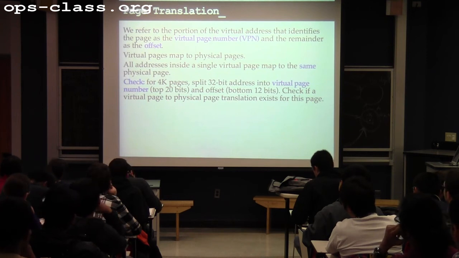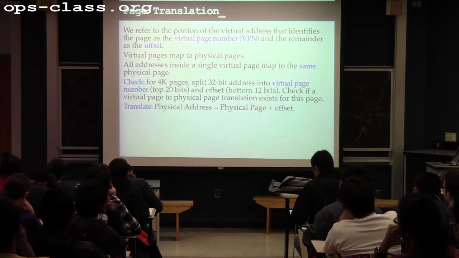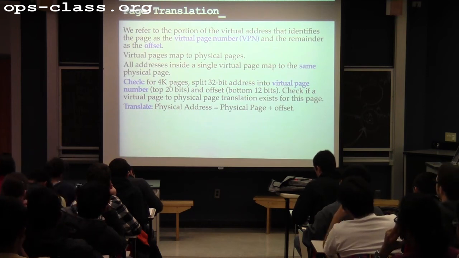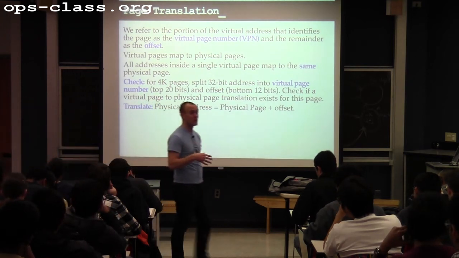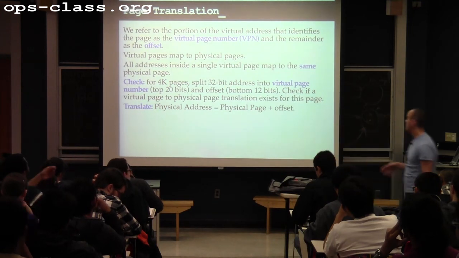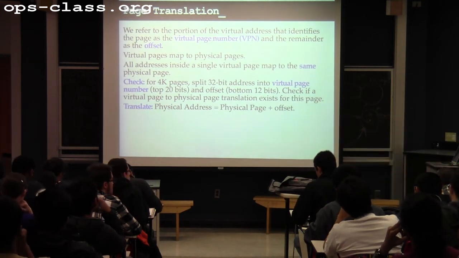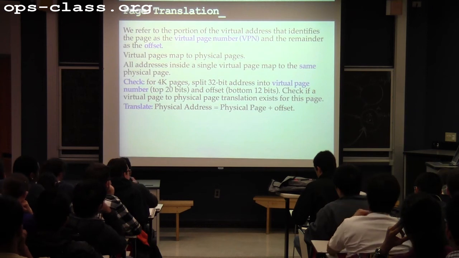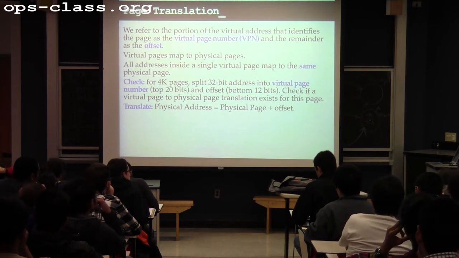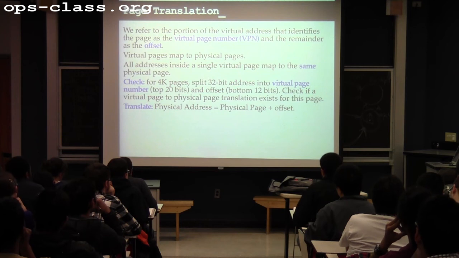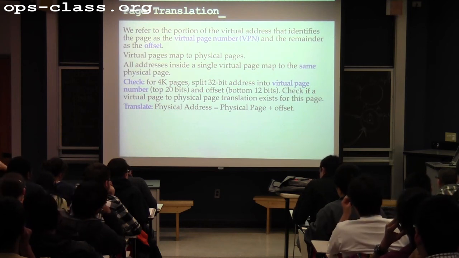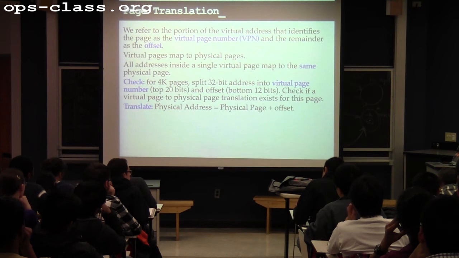So I check to see if this virtual page is valid. And then all I do is replace the 20 bits of the address that are the virtual page number with a physical page number. Sometimes we call it a physical frame number. So I lop off the top 20 bits and check to see if there's a mapping. If there is, I have a new 20 bits, a physical page. I replace those 20 bits, and I'm done. Essentially, this is equivalent to taking the physical page and adding the offset, but this is usually done using a bitmask because it's nice.